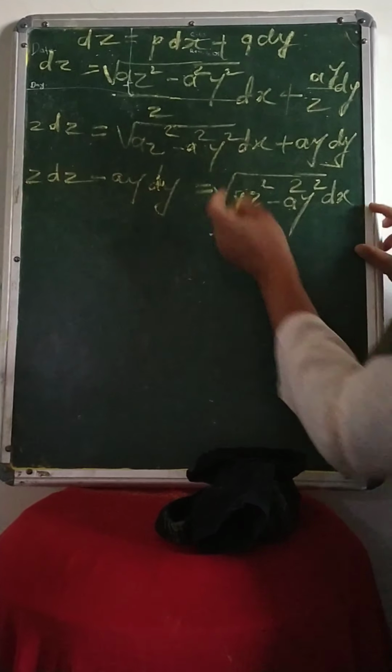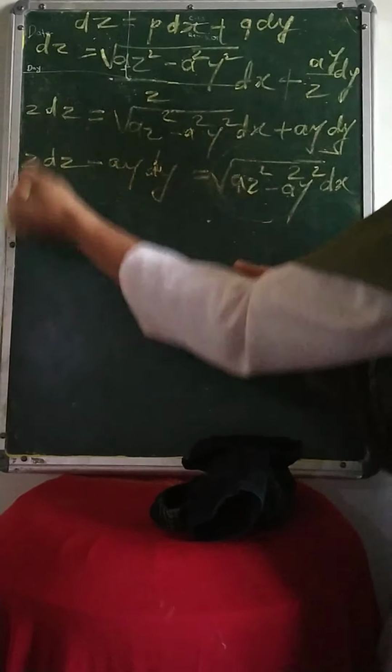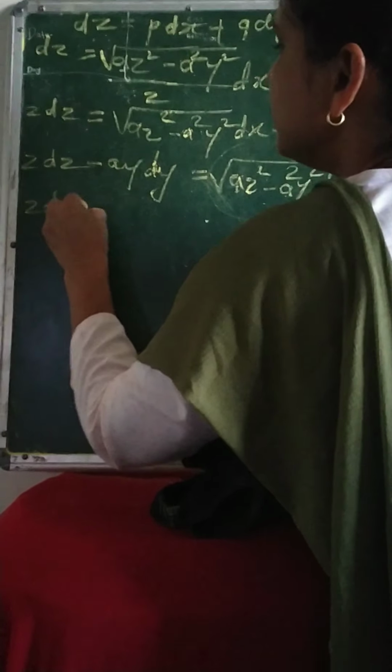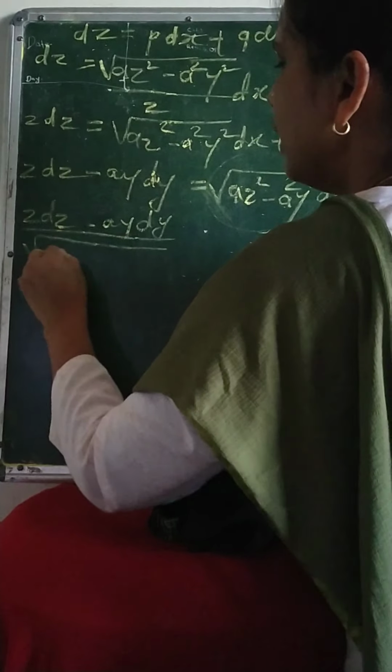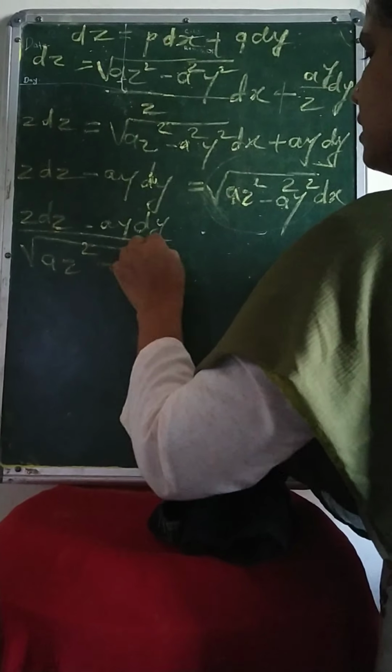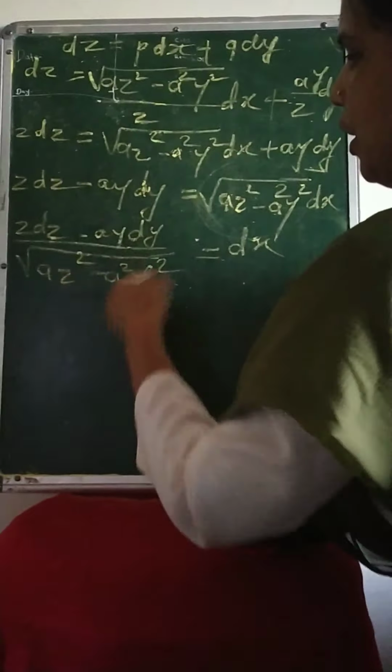Now we separate the variable. After this we have transferred this term to the left hand side, means we get z dz minus ay dy upon under root of az square minus a square y square equal to dx. So we get this type of equation. Now for solving this equation, we substitute az square minus a square y square equal to t square.